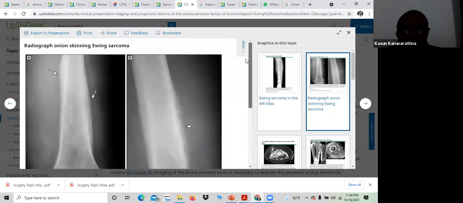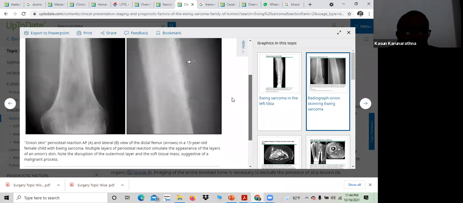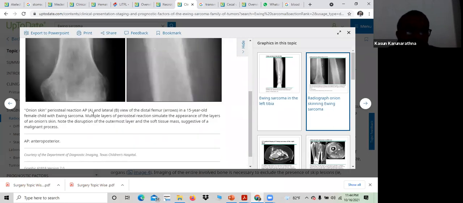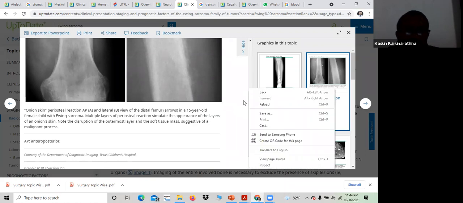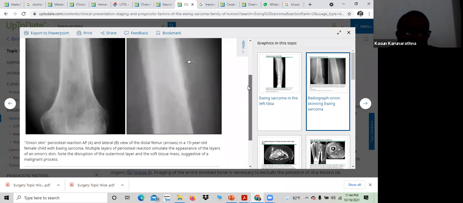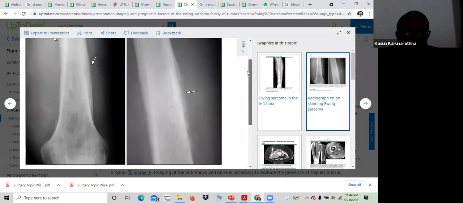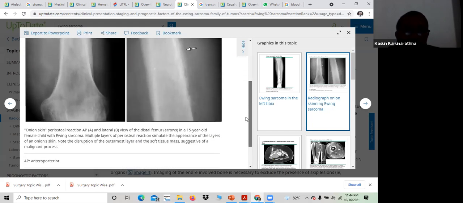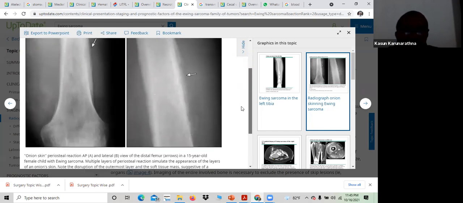This is the radiograph of onion skin in Ewing sarcoma. Periosteal reaction in a lateral view of the distal femur, in a 50-year-old. Multiple layers of periosteal reaction simulate the appearance of layers of an onion skin. Right? Multiple layers of periosteal reaction.